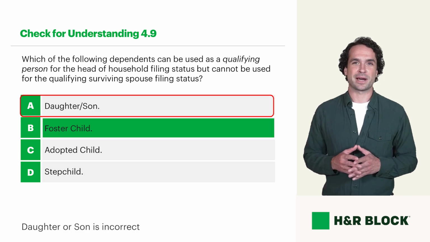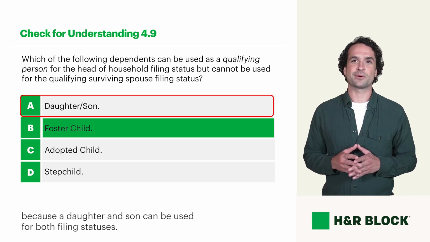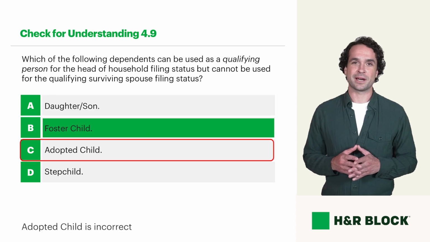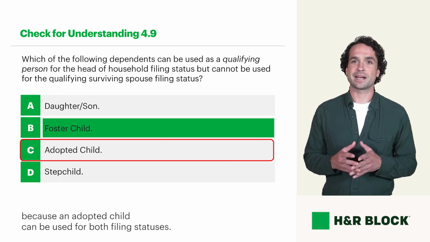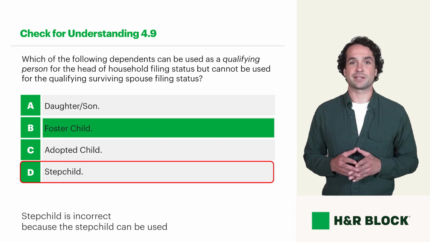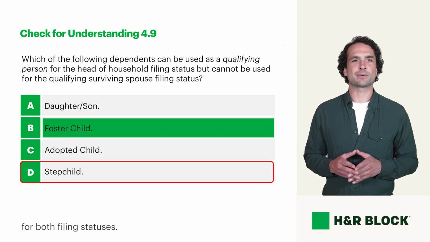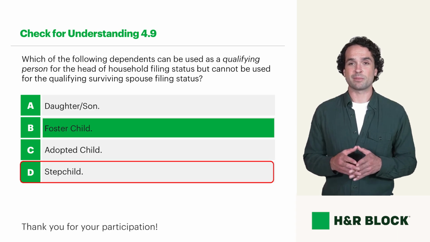Daughter or son is incorrect because a daughter and son can be used for both filing statuses. Adopted child is incorrect because an adopted child can be used for both filing statuses. Stepchild is incorrect because a stepchild can be used for both filing statuses. Thank you for your participation.